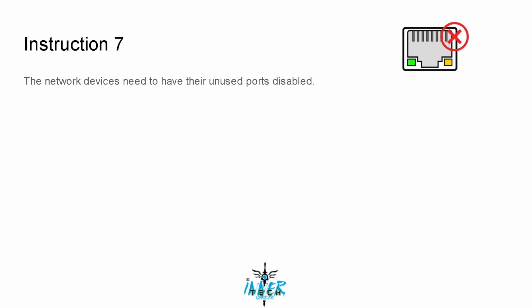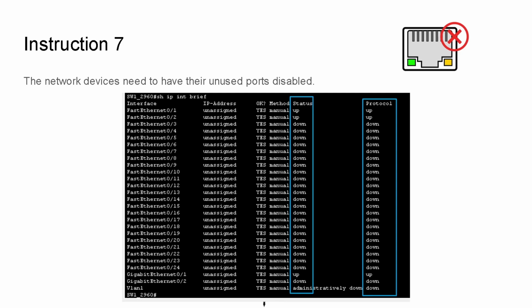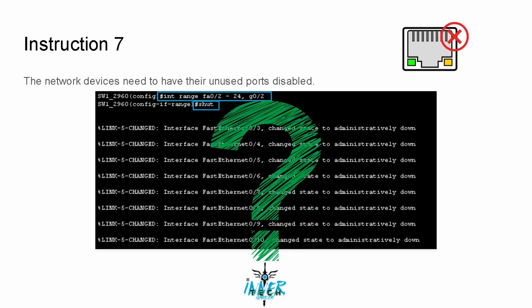Policy 7 states that we should shut down unused ports. Let's do a show ip int brief command to see all the interfaces on the switch. Make note of all the interfaces that are down. That means the interfaces have nothing connected to them. Those are the interfaces we'll want to shut down.